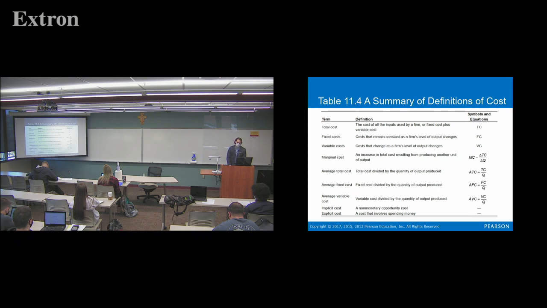Okay, here we have some definitions of the cost formulas for you to keep in mind. You need to study them.